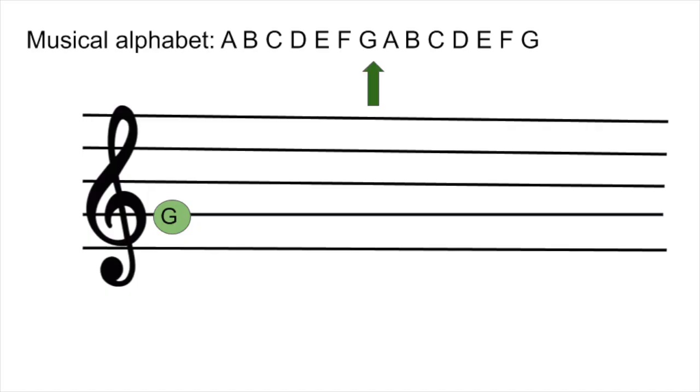Let's practice. We know that this note is a G. So if we move up to the space above a G, we're going to go up the musical alphabet to the next note, which is A.